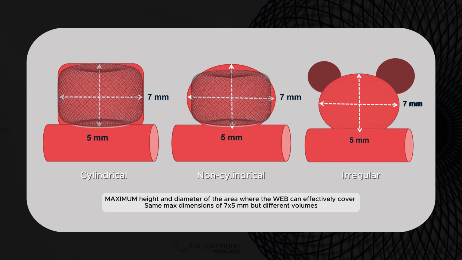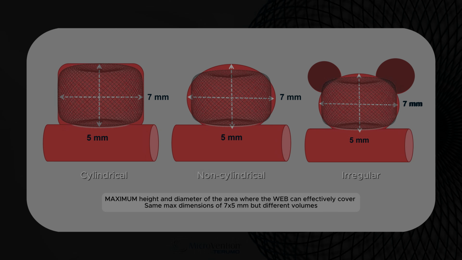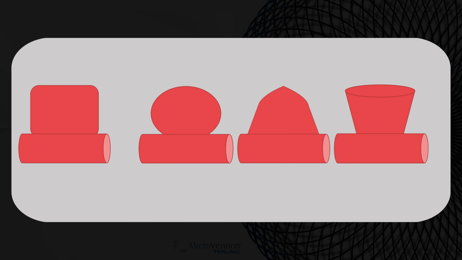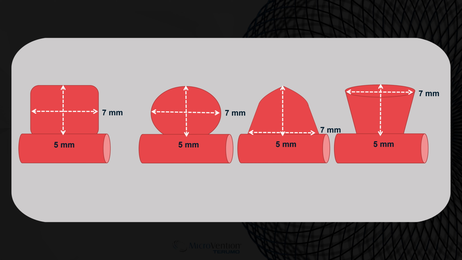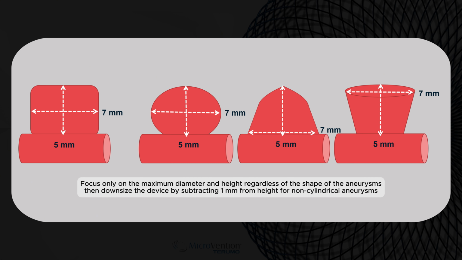measurements. Regardless of the aneurysm's shape, the important key is to measure the maximum height and diameter of that area inside the aneurysm, where the web device can be physically squeezed into. This strategy ensures we always start with a device that either matches the aneurysm's volume or is slightly oversized, which eliminates the risk of device undersizing.